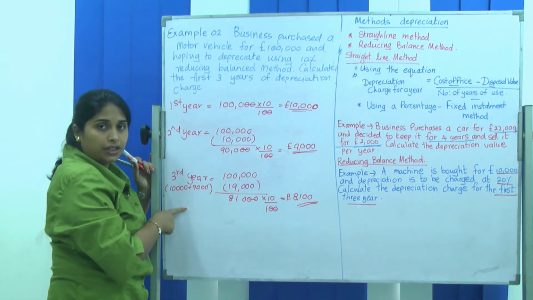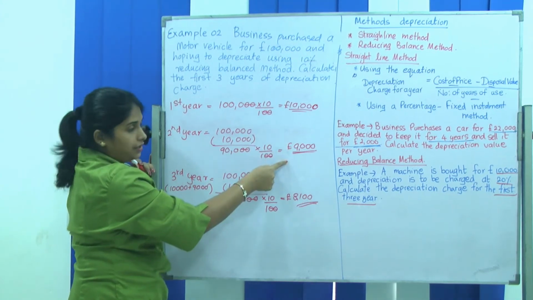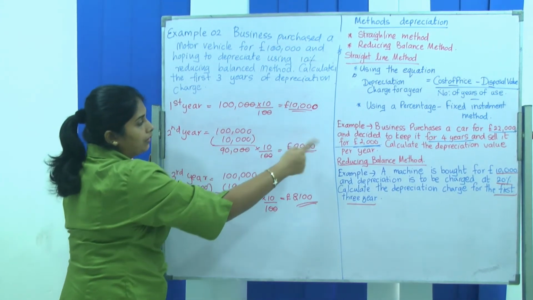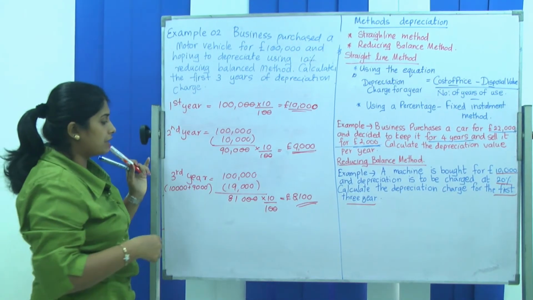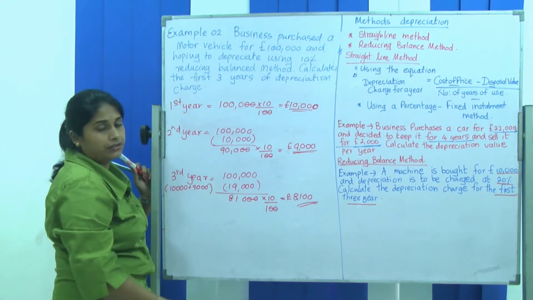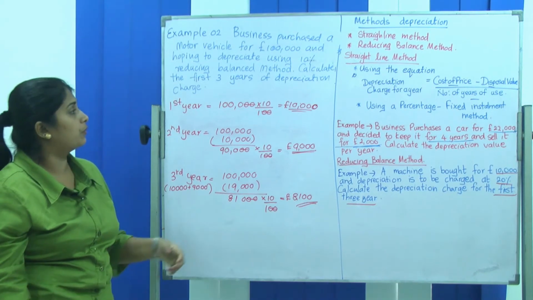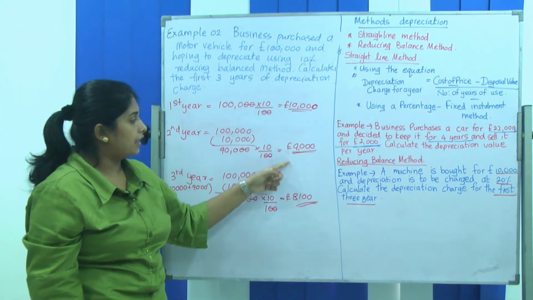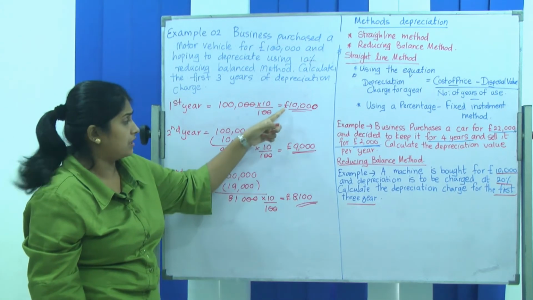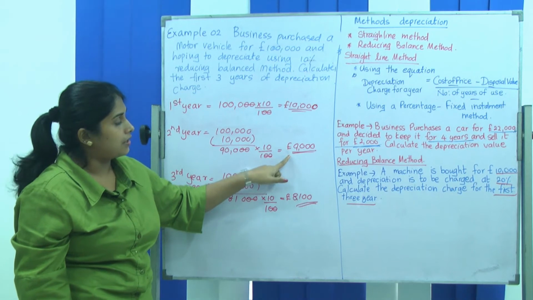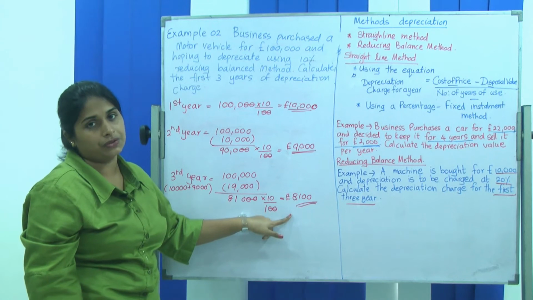When it comes to the third year depreciation charge, from the cost you have to deduct the previous years, that means the first year and second year altogether, 10,000 and 9,000, 19,000. When you subtract, you have 81,000. Out of 81,000 the 10% will be 8,100. If you look at the example, you can see that the depreciation charge reduces annually. The first year it was 10,000, the second year it decreased to 9,000, and the third year again it decreased to 8,100.